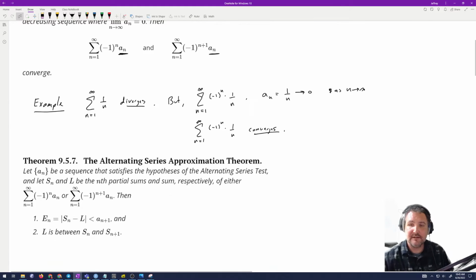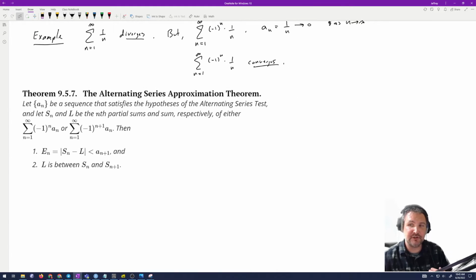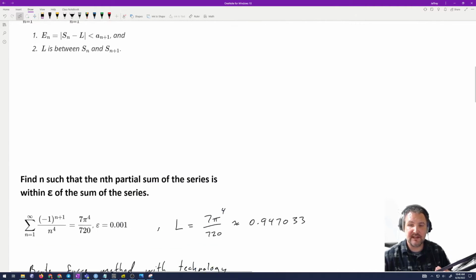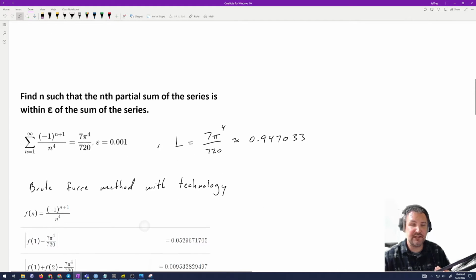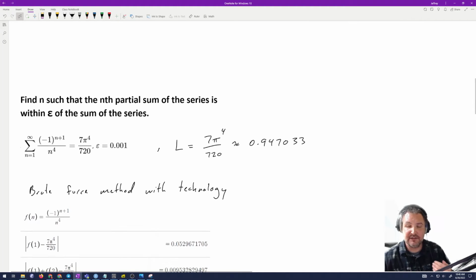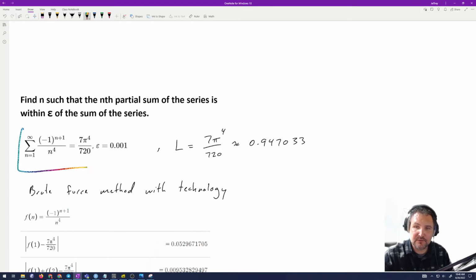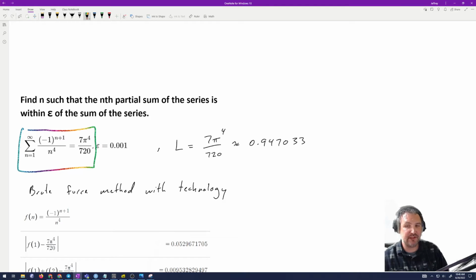So a thing that we can do with alternating series is actually figure out how many terms we need to add up so that we can get a good enough sum. So let's take a look at an example. Let's find out how many terms we need to go out to be within 1/1000th of the actual limit. Now, with some fancy mathematics, you can show that the sum of that series is 7 pi to the 4th over 720. We won't show that.